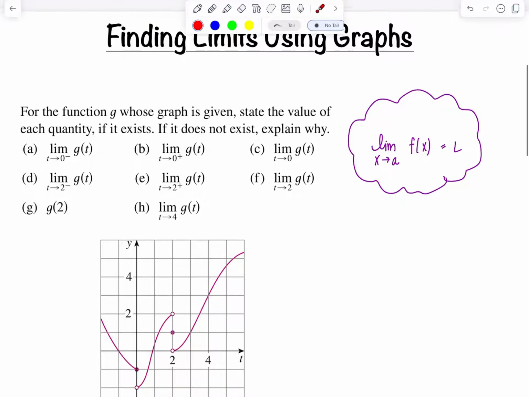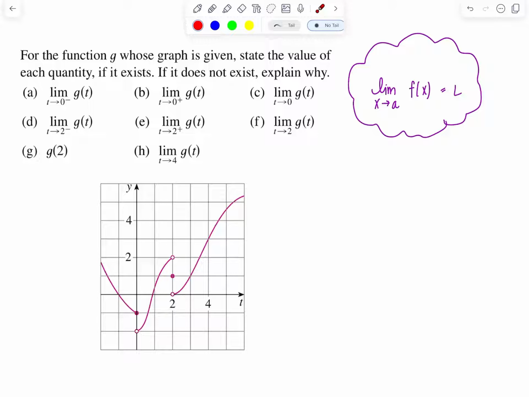Let's just jump into this first example right here. It says for the function g whose graph is given, so this pink graph belongs to g of t. We're using t's instead of x's. State the value of each quantity if it exists. If it does not exist, explain why. So for part A, they're asking us to find the limit as t approaches 0 from the left of g of t. So first, keep in mind this is a domain value. Okay, so not x value, but it's moving in the t-axis this way. t is approaching 0 from the left.